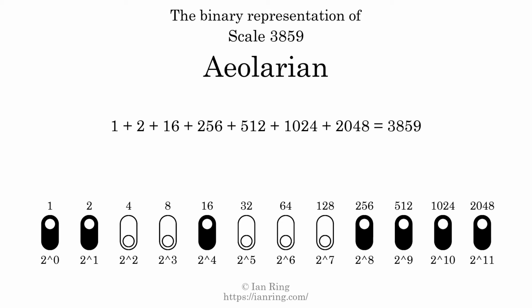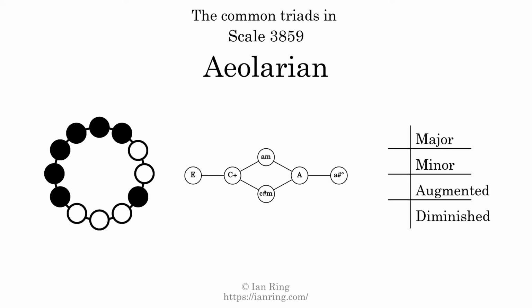3859. That is why the scale number, in decimal, is 3859. The scale number not only enumerates the scale with a unique index, but it also literally describes the tonal content of the scale. Represented as a binary number in base 2, the scale number is 111100010011. Here are the common triads present in this scale.